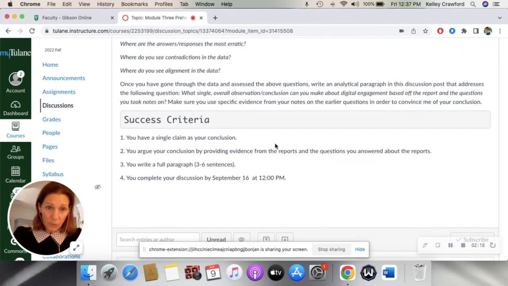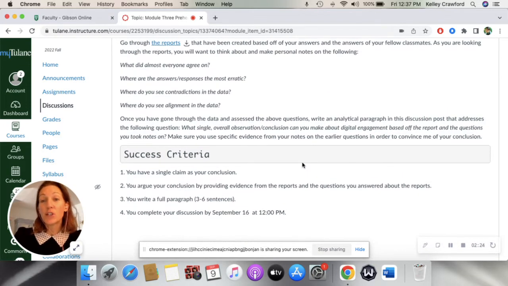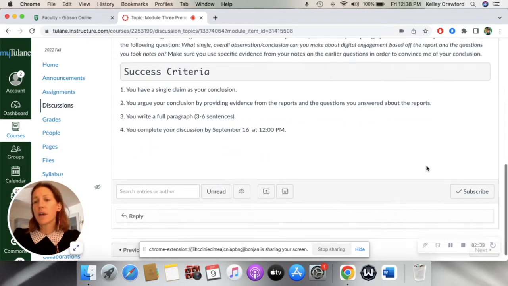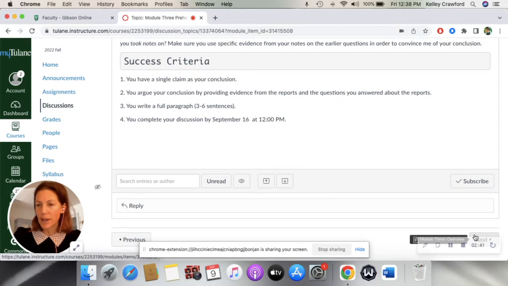Okay, so have a single claim as your conclusion. You're going to go through that, and then you're going to write an analytical paragraph in the discussion that addresses the following question. And you'll see that question there. So have that single claim as your conclusion, argue your conclusion, provide evidence, and you're writing a small paragraph, 3 to 6 sentences, of course, due by Friday because everything's due Friday by noon.